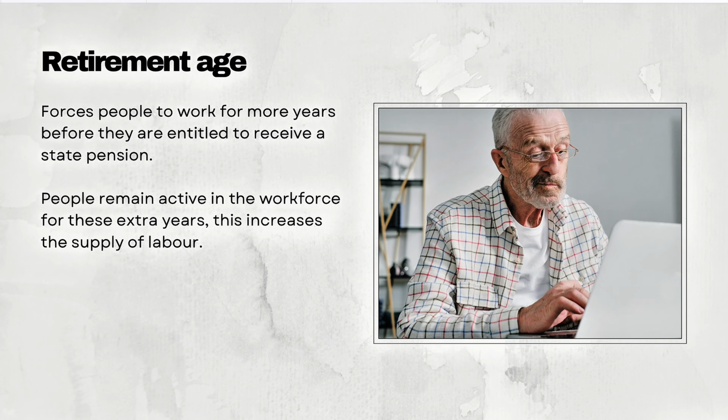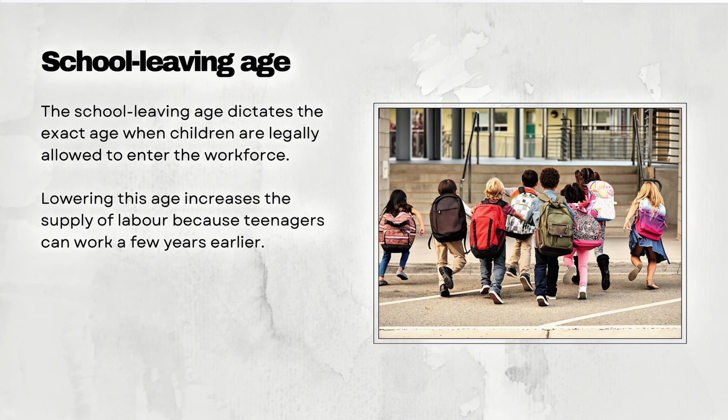The next factor is the retirement age. If the government was to increase the retirement age, this essentially forces people to work a few more years before they are entitled to receive their state pension. As they are active for a few additional years, this increases the supply of labor. Another factor is the school leaving age, as it dictates the exact age at which children are legally allowed to enter the workforce. So lowering the school leaving age will allow teenagers to enter the workforce earlier.